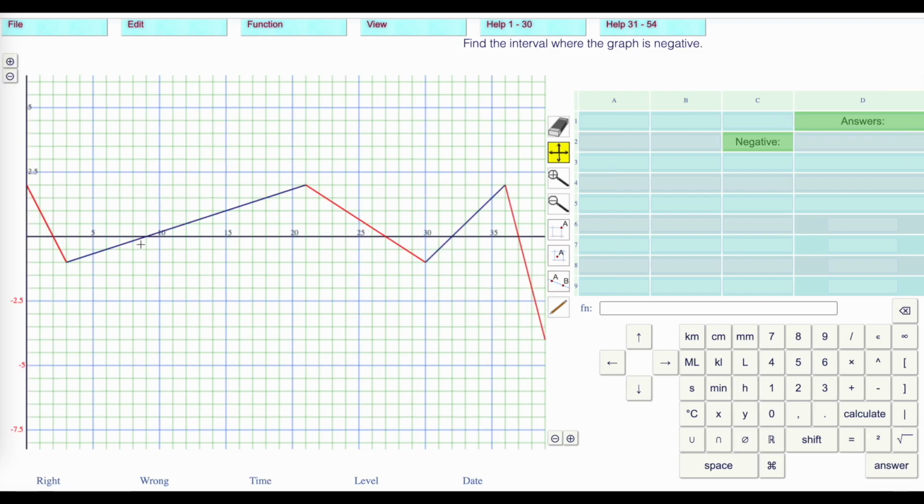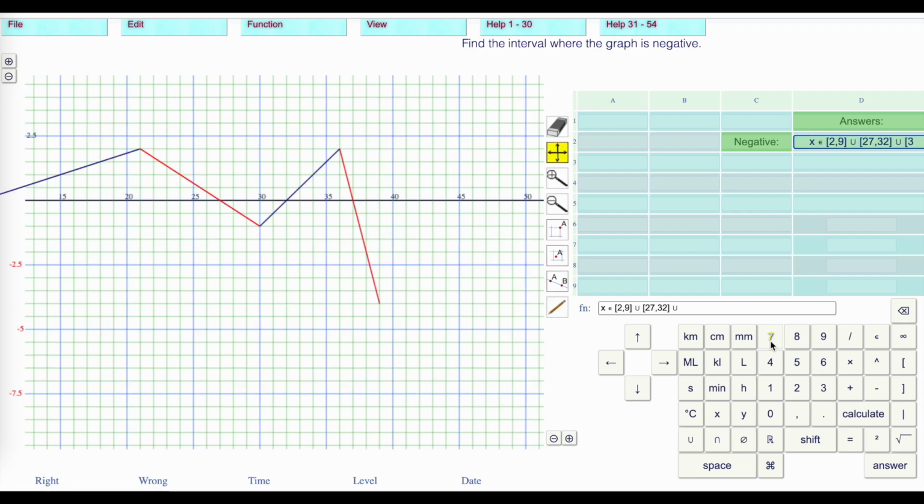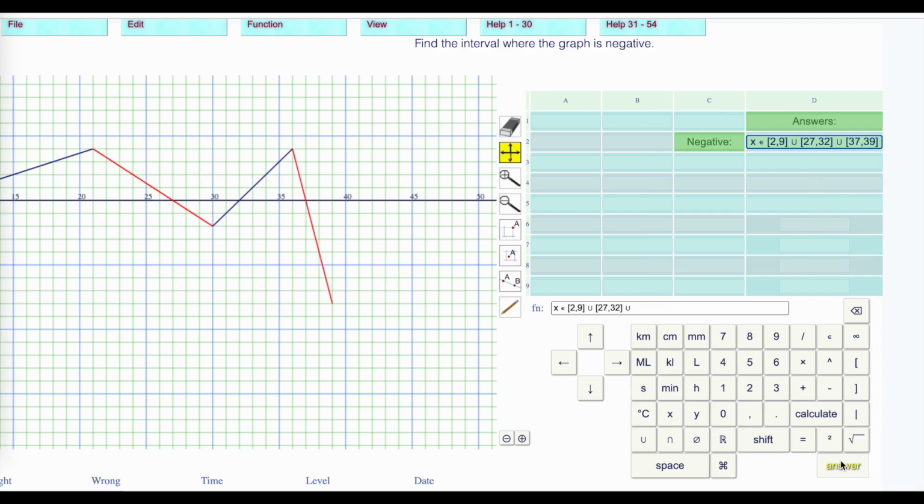When's it negative? From here to there, from here to there, and then from there to there. When x is a member of, from this point, which is 2 until 9, with excepto brackets, 2 to 9, union, and then it's negative from 27 to 32. Then, union again, it's negative here, from 37 to 39. And then we press answer to see if we're right.